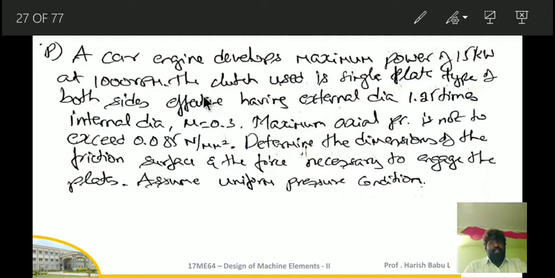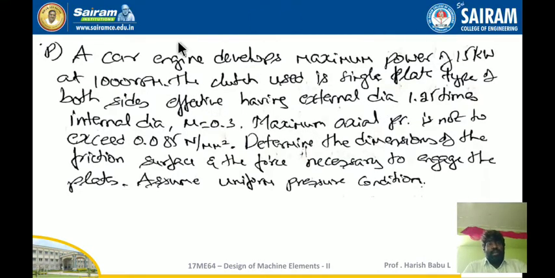Hi friends, in this video I want to see the problems on single plate and multi-plate clutches. So let us assume a problem now. A car engine develops a maximum power of 15 kilowatts at 1000 rpm. The clutch is a single plate type, both sides effective, having external diameter as 1.25 times the internal diameter. So mu, the coefficient of friction, is given as 0.3.